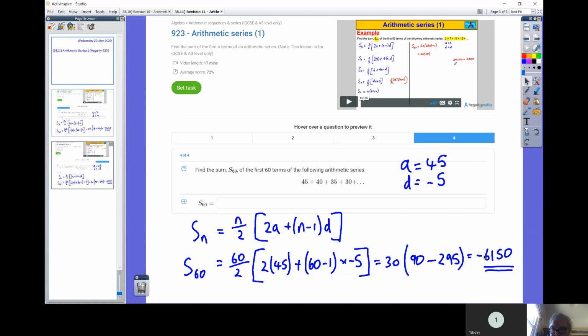And that totally makes sense that it's gone negative, because as you keep going on and on, you're going to start getting into minus numbers, and those minus numbers are going to be getting bigger. So when you add them all up, it's not a surprise that you get a negative answer.